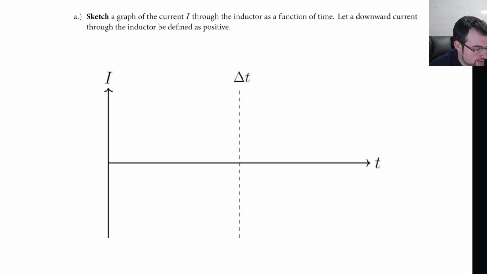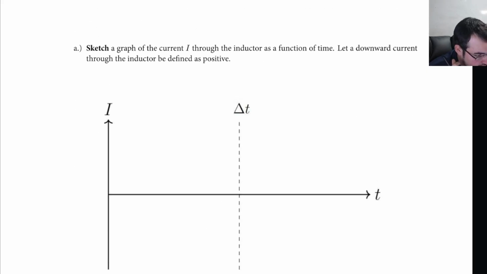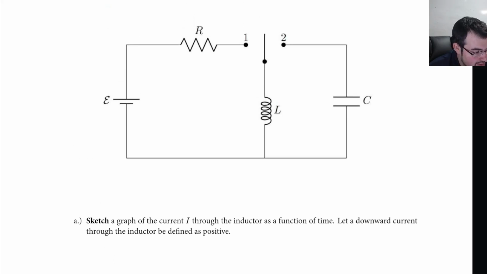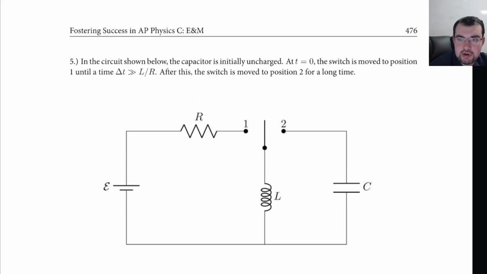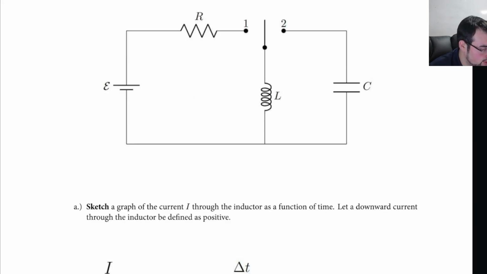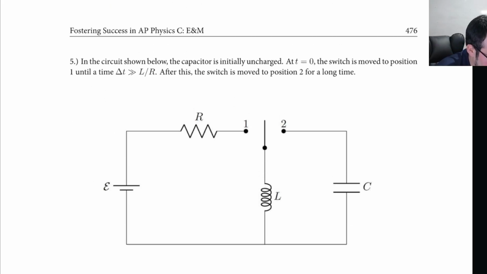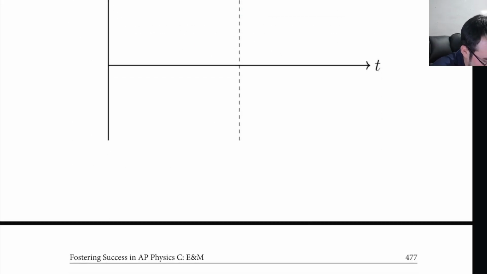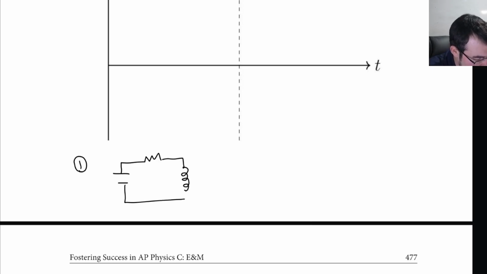First, we want to graph the current through the inductor as a function of time, letting downward be positive. With these two switch questions, I always say, first thing, redraw it in each state. So what do we got? Well, first, in regime 1, it's an L over R circuit, so just that.